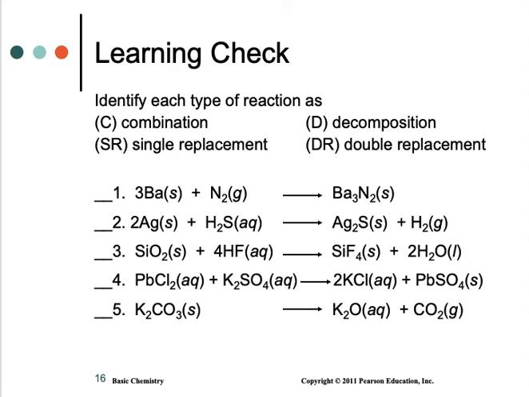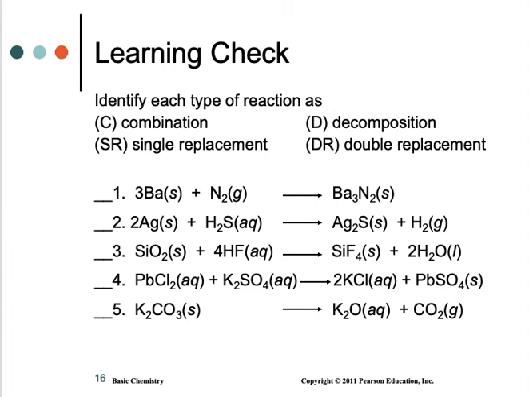All right, combination, decomposition, single and double displacement, okay? Barium, nitrogen, barium nitride. Combining, so that's combination. Silver, hydrogen sulfide, silver sulfide, hydrogen. Silver's coming in and kicking out the hydrogen, that's single displacement.